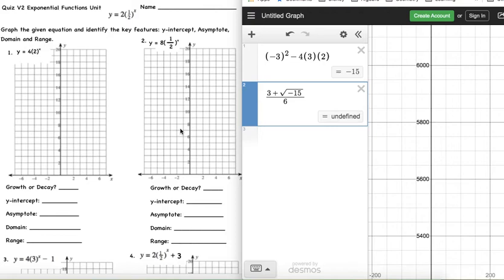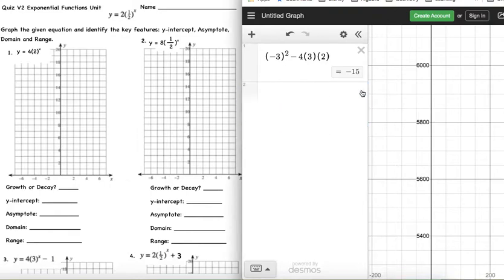Here we're going to look at exponential functions. We're going to talk about graphing them and determining whether they are growth or decay, determining their y-intercept and asymptote and domain and range. So to do this, I'm going to be creating a table in Desmos. So I'm going to walk you through how to do that.